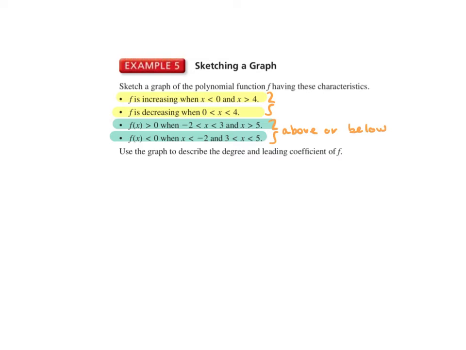So here, when f of x, remember f of x is just a fancy way of saying y, is greater than 0, we know it's going to be above our x-axis. So it's going to be positive y's up here. If it is less than 0, then we know it's going to be below. So I'll highlight up here. This is above when it's positive. I'll draw a little graph so we know it's above. And then this one is below our x-axis when it's negative.